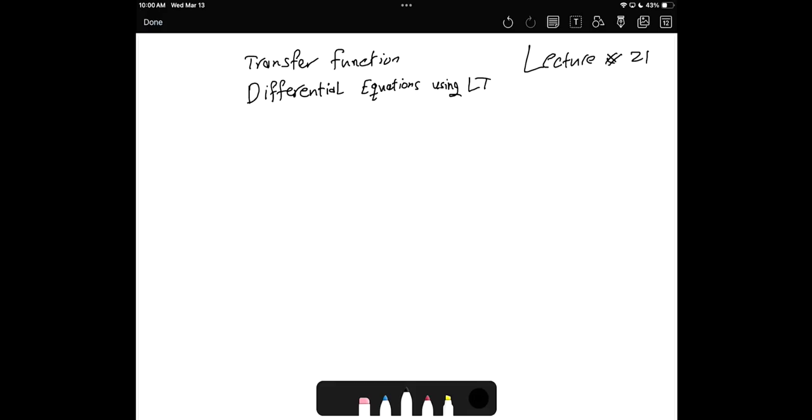Today's lecture topic, we will continue on transfer functions, and also we will start some applications on Laplace transformation. As an example, how to solve differential equation techniques. Then next lecture we will continue on differential equation techniques and start how to solve some circuit analysis using Laplace transformation.